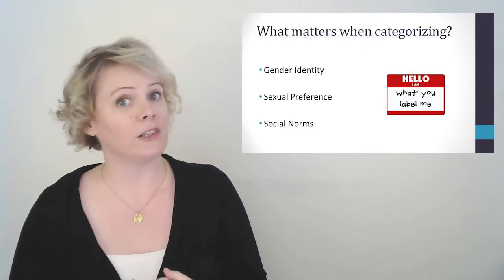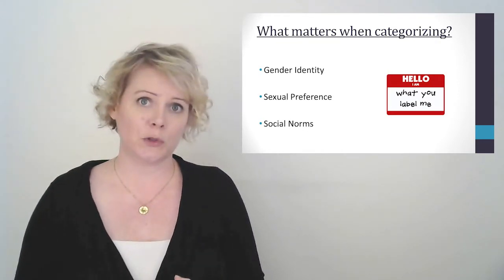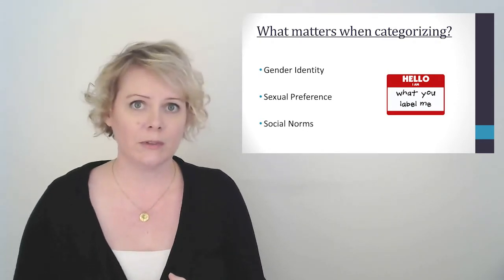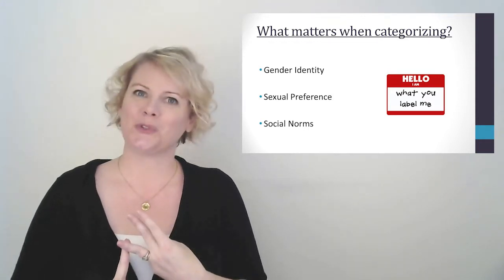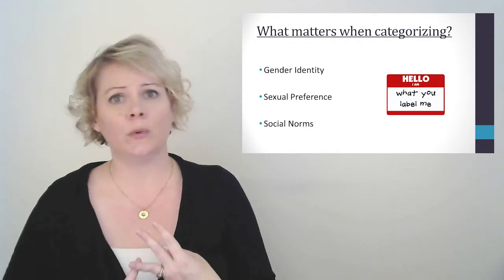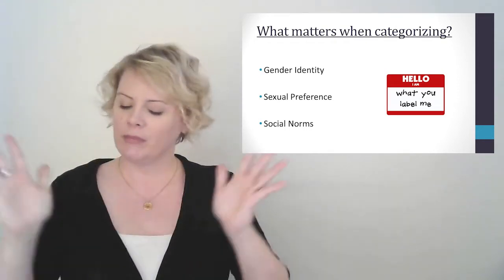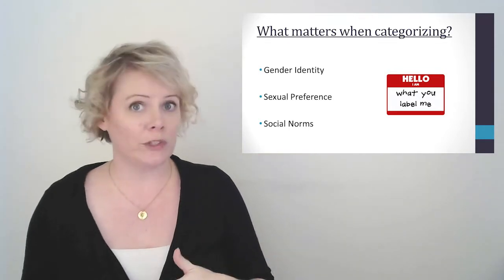We also talk about sexual preference. Again, that has to do with who you would like to interact with sexually, regardless of what's available to you. And the final part, social norms. What do you think is normal? What is available to you in your time period? When we think about the categories, again, they change vastly depending on where and when you are.